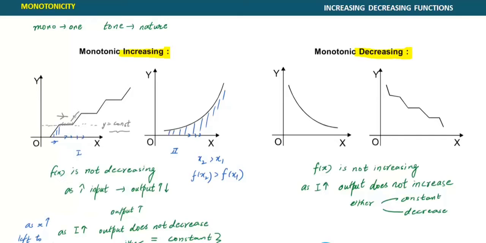Again, you see the value of y starts increasing, then it becomes constant again, then it increases again, then it becomes constant again, then it increases again. But at any point, does it decrease?